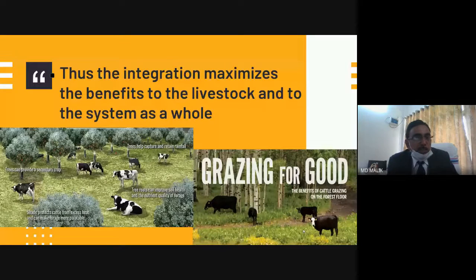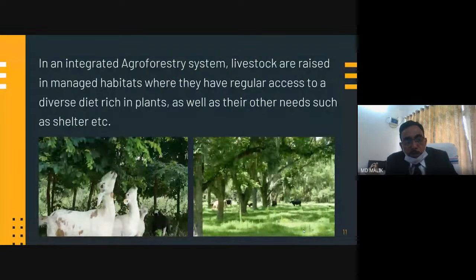See how the integration maximizes the benefits to the livestock and the system as a whole. If we have fodder trees, see how the livestock do. In this system, livestock are raised and managed in habitats where they have regular access to a diverse diet, and where a drought situation is there, trees still survive. That is the problem nowadays, because scarcity of fodder is the major problem in some states. So we recommend silvipasture, where we plant fast growing tree species like the babul tree and others, and the leaves are used by the livestock.